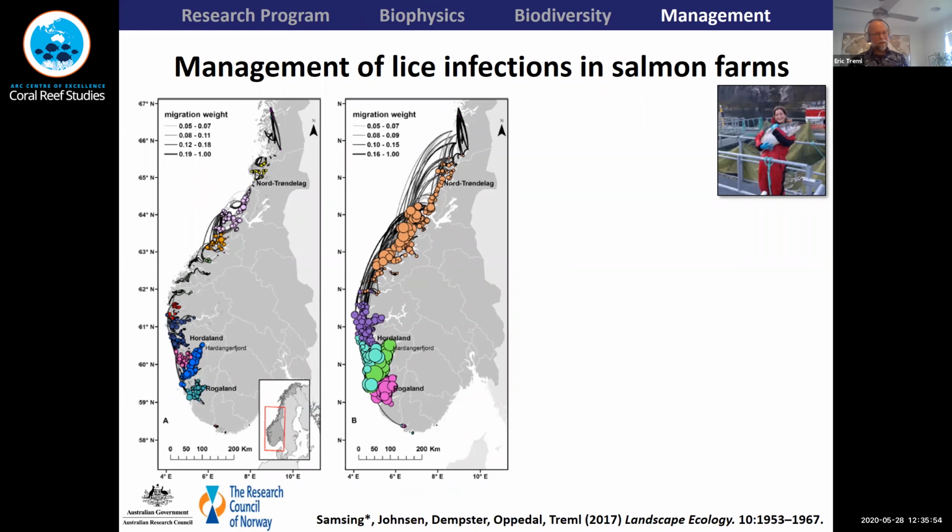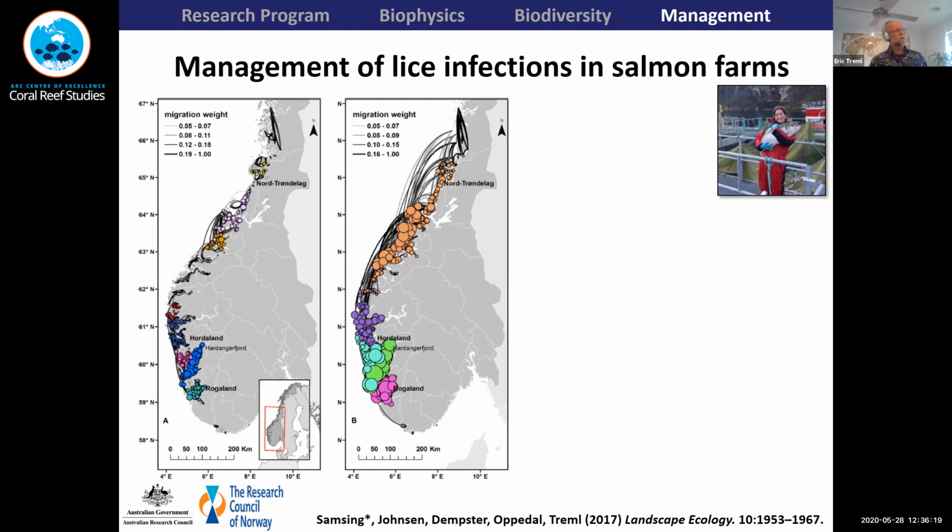My last two slides are just taking a sidestep. Up until this point, I've been talking about connectivity as being a benefit. Increased connectivity builds resilience, recovery following disturbances. But in different systems, connectivity is less good, or rather it's harmful. And this is a system that we've been working in, again, with one of our PhD students, Fran. She's now down at CSIRO in Tasmania.